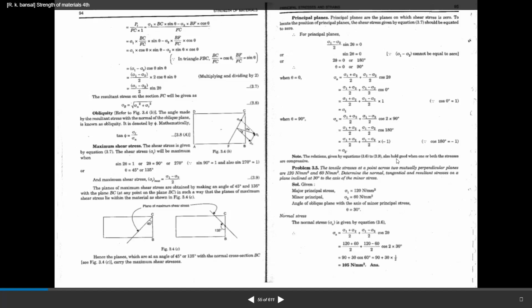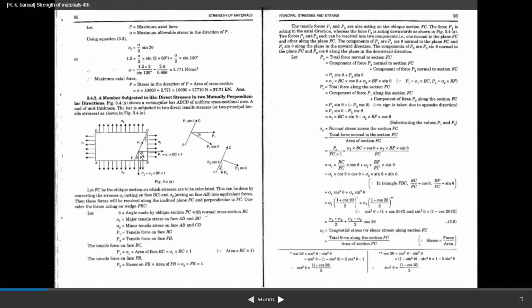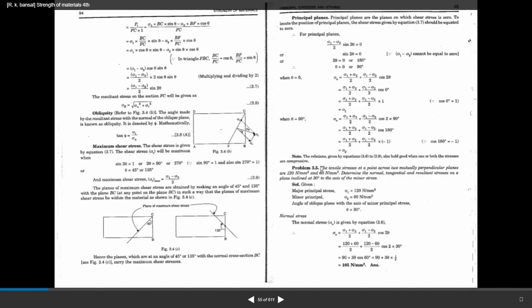The given equations 3.6 to 3.9. See equation 3.9, the maximum shear stress sigma t equal to sigma 1 minus sigma 2 by 2. It is the maximum shear stress. Equation 3.9 and 3.6. See the equation sigma 1 plus sigma 2 by 2 plus sigma 1 minus sigma 2 by 2 cos 2 theta. This is the 3.6 equation and 3.9 relations. This same derivation part I will give with examples of problems.